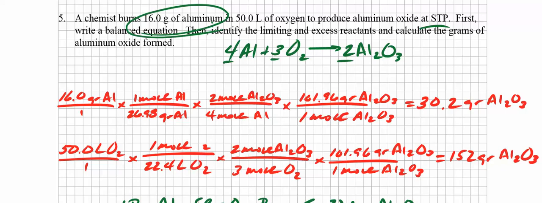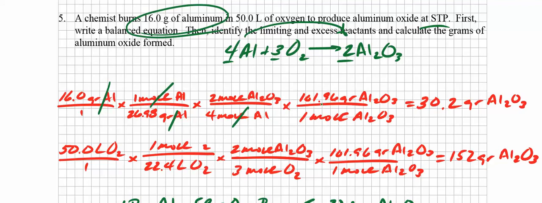So I'll start there, 16 grams of aluminum, and it just goes through the same routine, times 1 mole of aluminum per 26.98 grams of aluminum. Just got that right off the periodic table. Those two units are going to cancel, leaving me with moles of aluminum. Now I'm going to do a mole-to-mole bridge. 2 moles of aluminum oxide form from 4 moles of aluminum. So that is a 2 to 4 mole-to-mole relationship. This unit and this unit are going to cancel away, leaving me with moles of aluminum oxide.